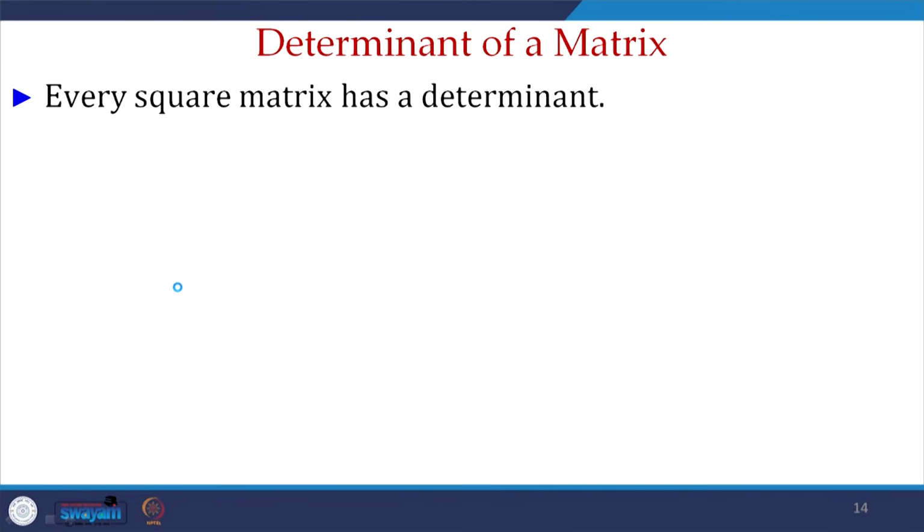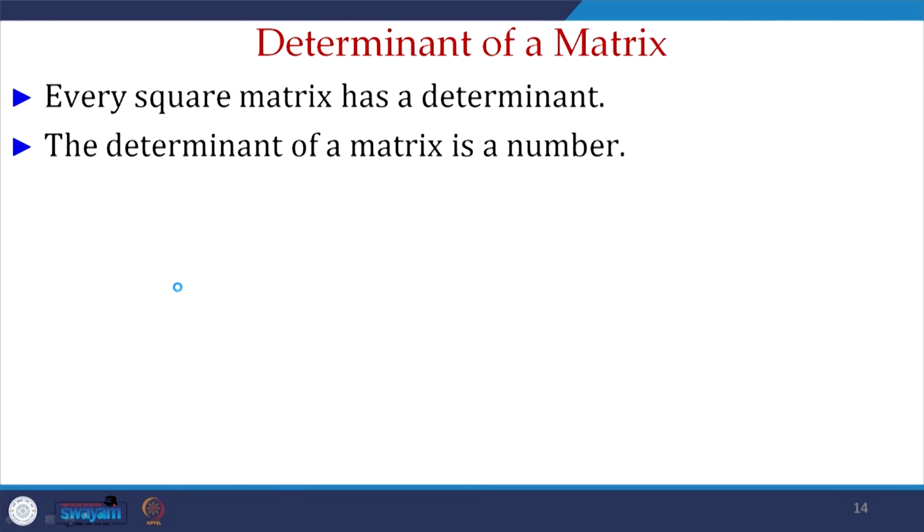So, then we are having determinant of a matrix. So, every square matrix has a determinant. The determinant of a matrix is a scalar, okay. So, it is a real number or complex number, okay, depending on the nature of the matrix.